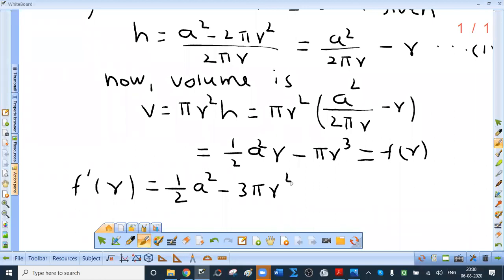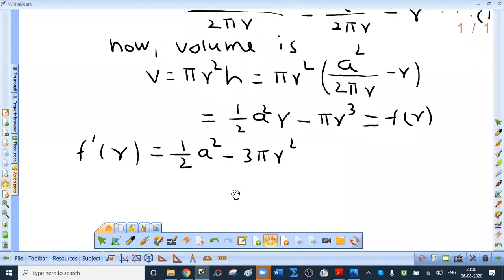Now you will understand the reason why I have taken a square and not k. But even if you take k, the final answer will be the same. What is f double dash of r? It is minus 6 pi r. Simple, because r is variable, right?